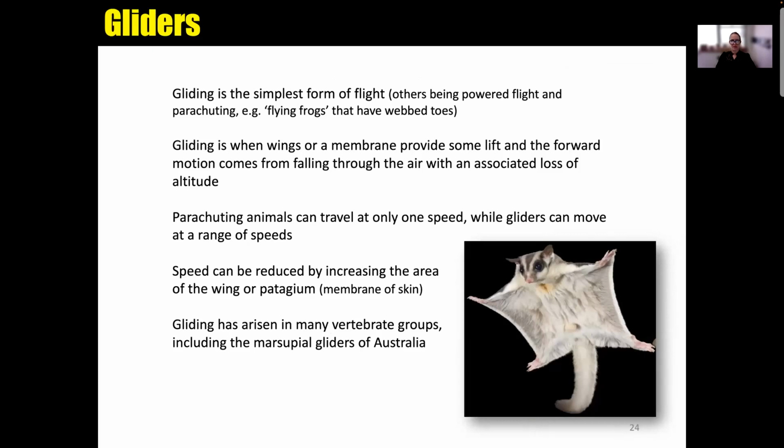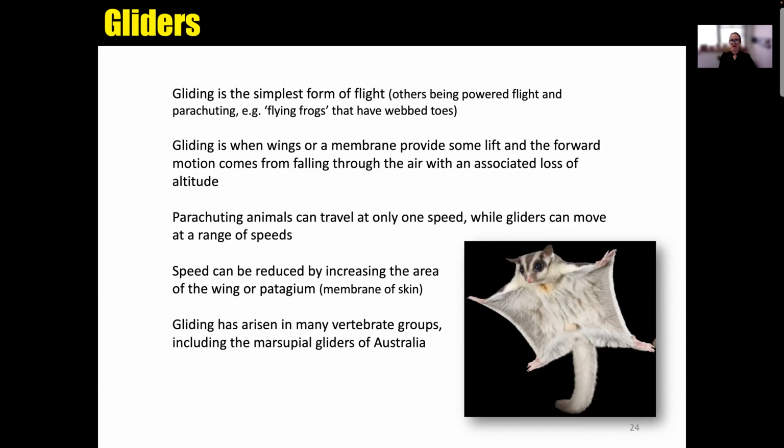So gliding, this is the simplest form of flight. Other forms of flight are powered or parachuting. So parachuting is a bit different to gliding. We recognise that flying frogs parachute with their webbed toes. Gliding is when wings or a membrane actually provides some lift and the forward motion comes from falling through the air with an associated loss of altitude.